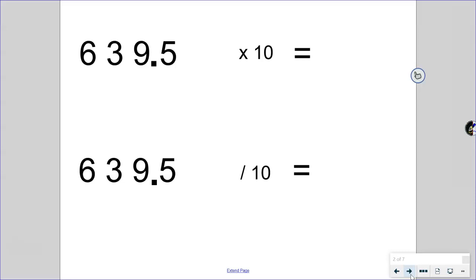We have two problems right here. One of these is taking 639 and 5/10 and multiplying it by 10. And then the other one is taking that same number and dividing it by 10. So let's go ahead and first talk about the first one.